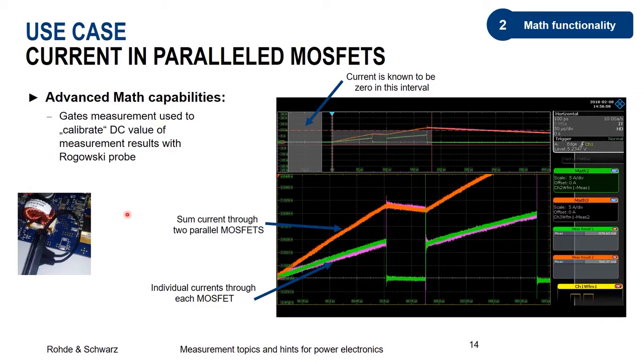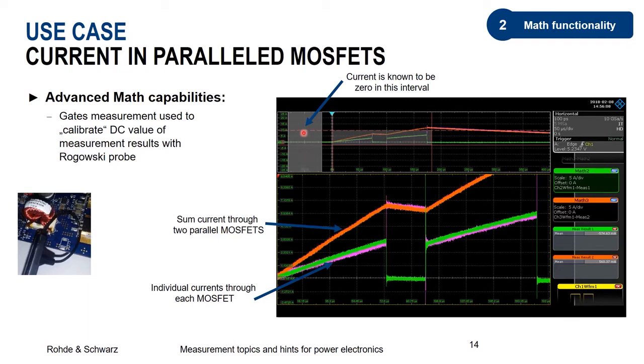So in the example that I have on the screen, I was only able to access the sum current and one individual current. So I had to do, this is still simple math, subtract the one from the other in order to compare the two currents. But there's some other trick I used to make the measurement easier, because in this experiment, which is a double pulse test, as you can see, I was using a gated measurement just before the actual double pulse test happens.